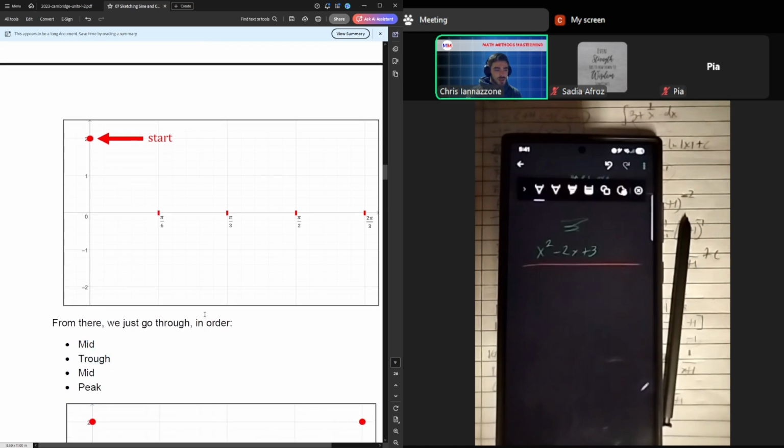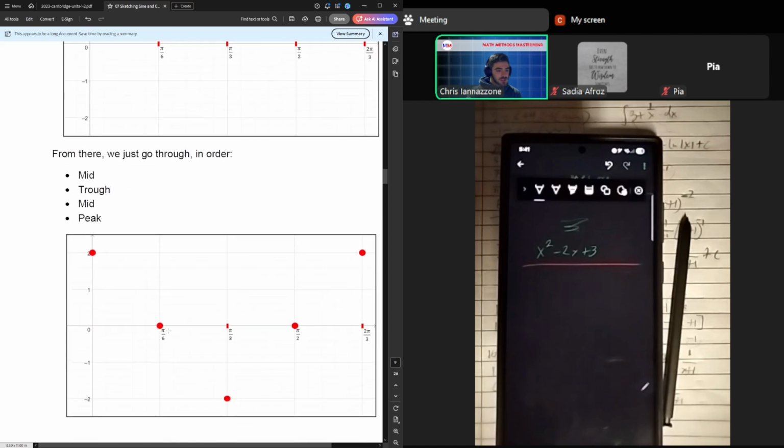Then we just follow the pattern. So the next thing should be a middle. So that next little tick that we drew is going to be the middle. Then the next thing should be a trough. Then the next thing should be a middle. Then the next thing should be a peak. And you just keep going left to right with all those little ticks that we drew.